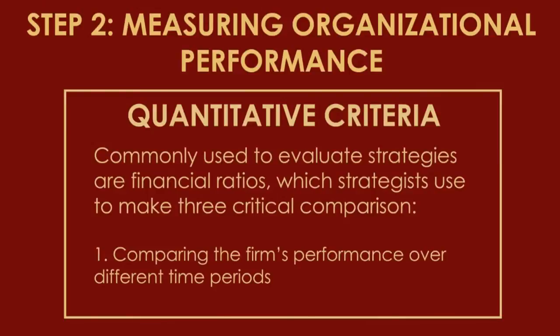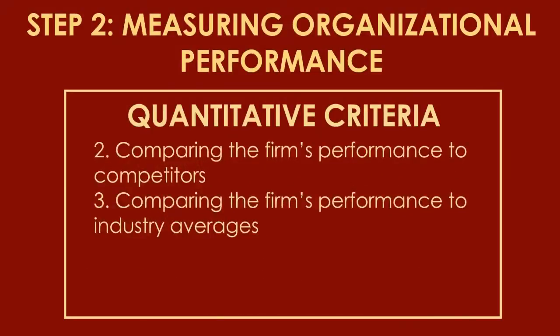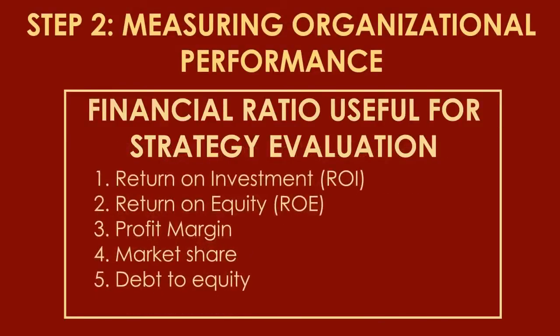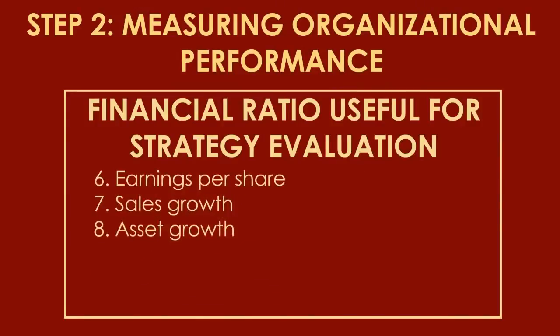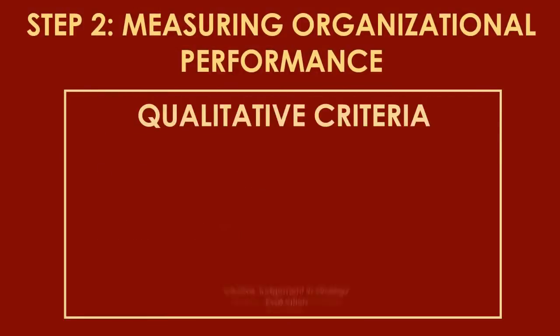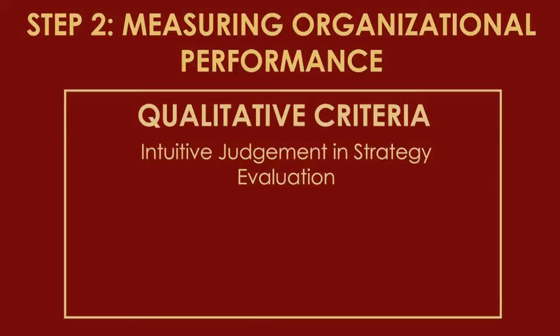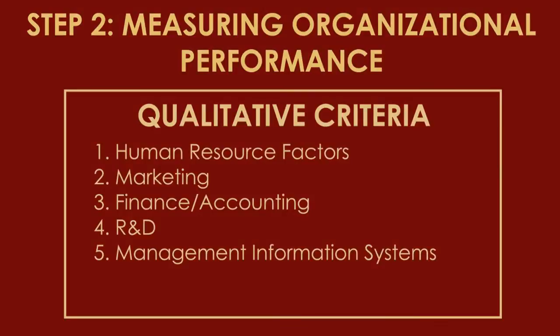First, comparing the firm's performance over different time periods. Second, comparing the firm's performance to competitors. And third, comparing the firm's performance to industry averages. Listed below are financial ratios useful for strategy evaluation. Qualitative criteria is an intuitive judgment in strategy evaluation. The following can be underlying causes of declining performance and can also cause financial problems.